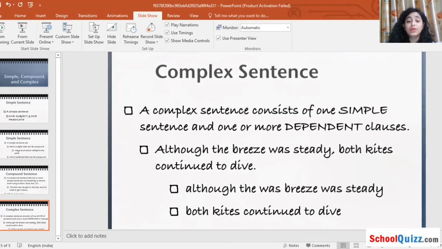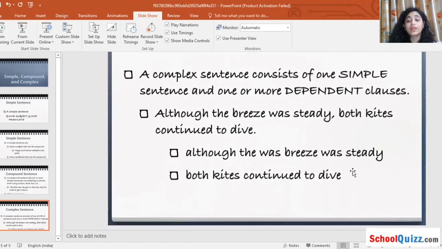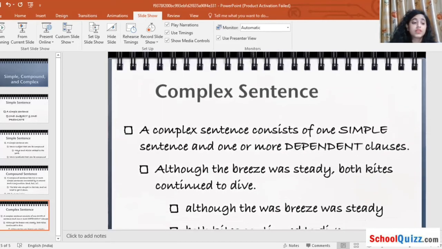So these can also be two sentences which can be combined with the help of words, but it cannot be confused with the compound sentence. Why? Because although is involved. So although defines that it is a complex sentence. Do not get confused between complex and compound sentences.